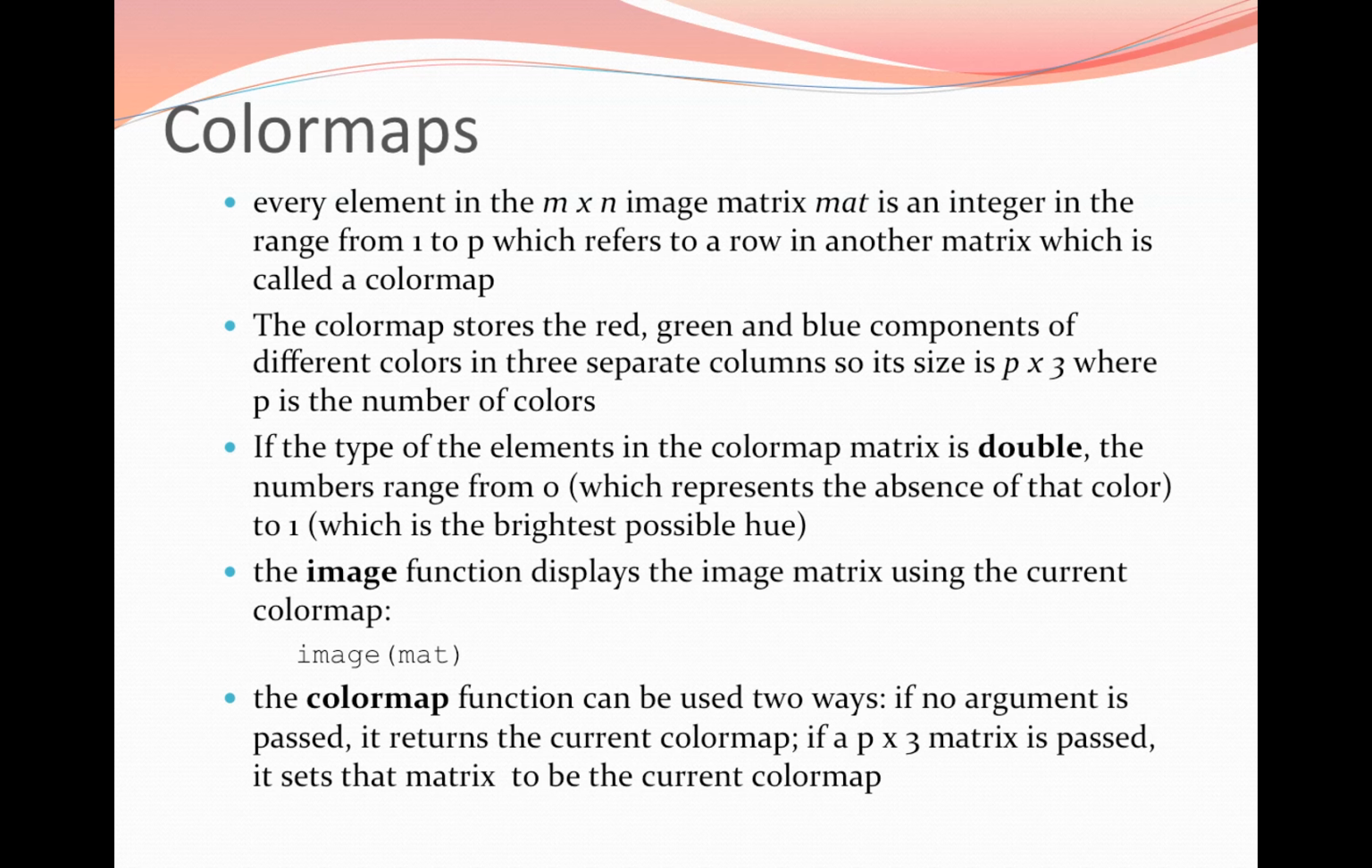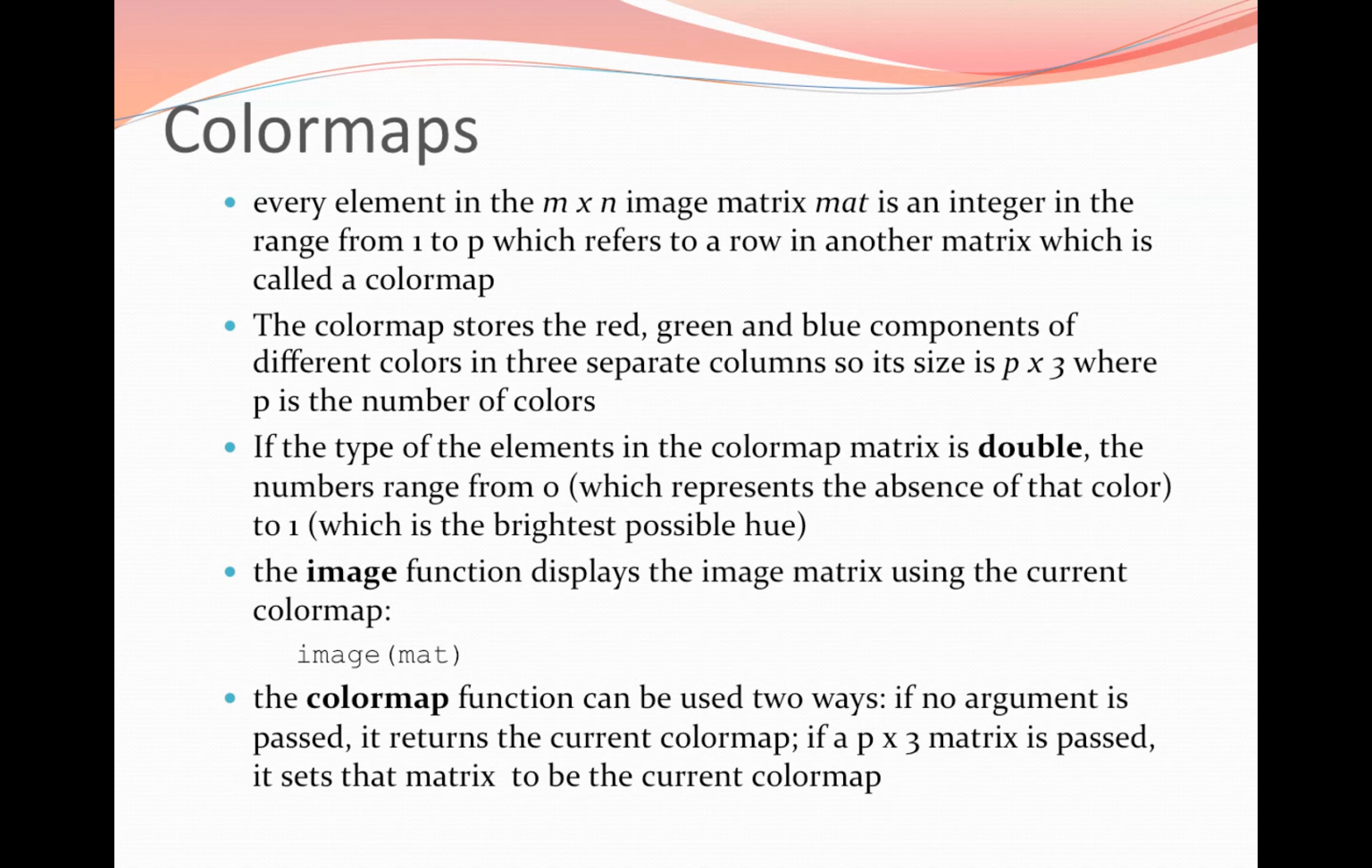With the color map method of representing an image, every element in the M by N image matrix is an integer in the range from 1 to p, and that integer refers to a particular row number in the color map matrix. The color map matrix stores the red, green, and blue components of the different colors in 3 separate columns. So the size of the color map matrix is p by 3, where p is the number of colors, or in other words, the number of rows.